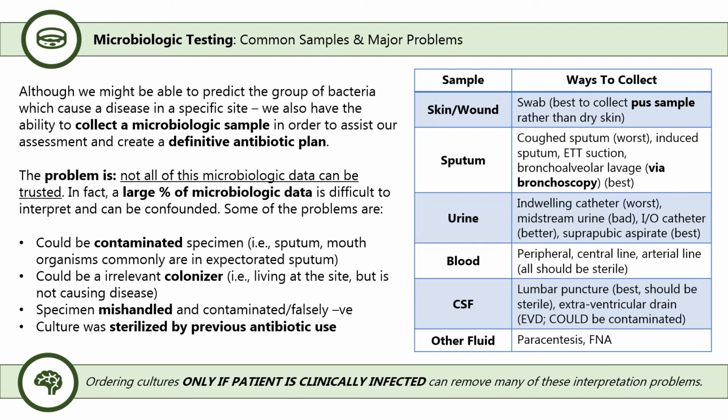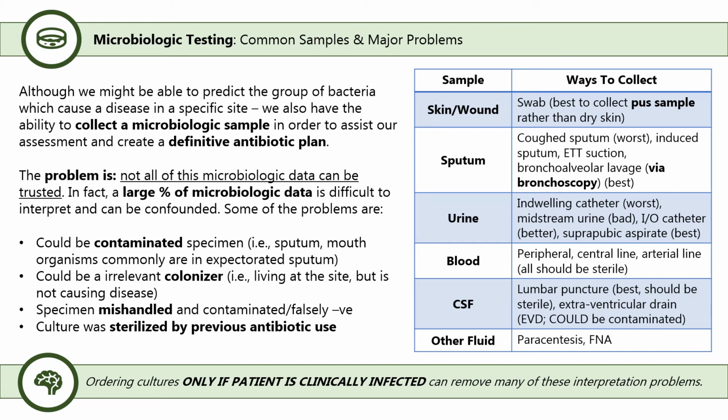In addition, each sample can be collected through a variety of means, but some are better or more reliable than others. So here are some examples of this on the right. First, you can always take a skin swab or a wound swab to see what bacteria are living there. But if there's actually a skin infection, the best is to get a swab that involves collection of pus or purulent material rather than simply swabbing dry skin, since we expect Staphylococcus and other commensals to be living there.